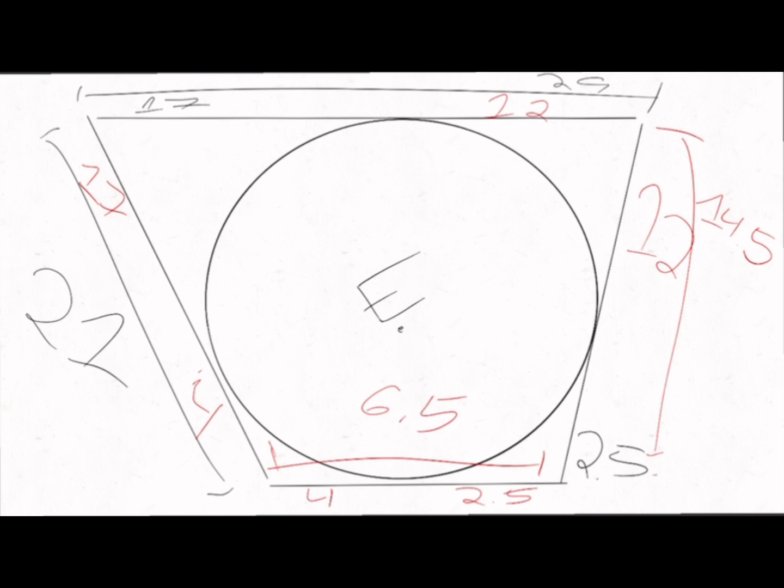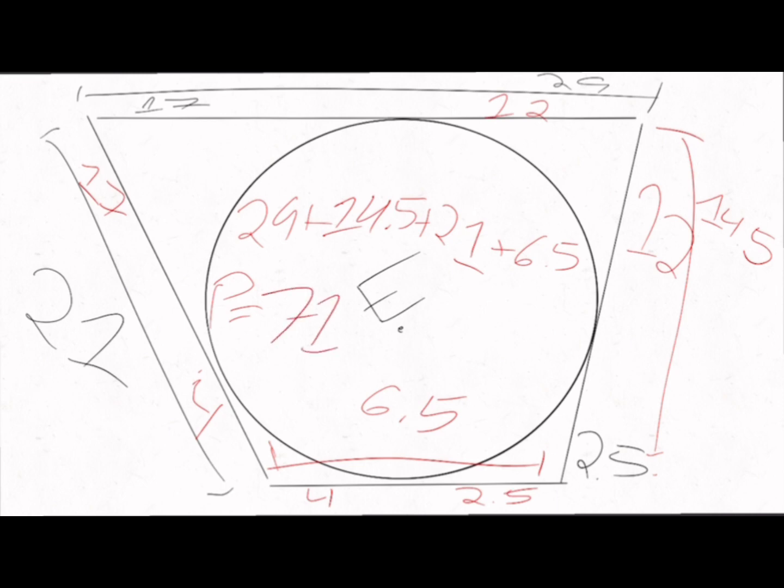So, 29. I'm gonna write this in the circle. 29 plus 14.5 plus 21 plus 6.5. And you'd get that the perimeter equals 71.